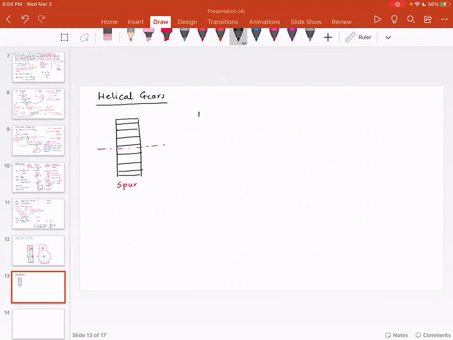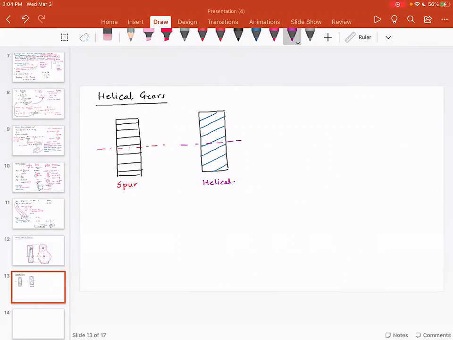But if you see a helical gear, the teeth are cut at an angle. So if you look at the helical gear, this angle is called the helix angle. If you look at the center line, this is the helical gear. Now, why do we need to cut the gears at an angle? Why not maybe just have the spur gears?